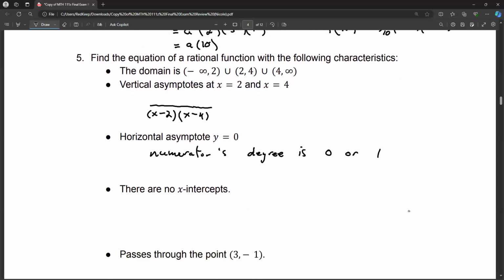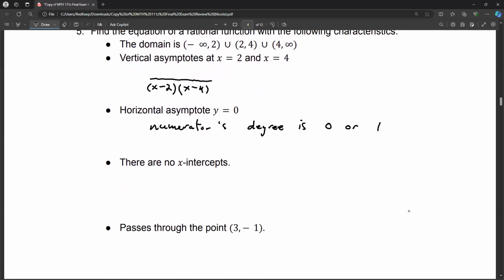Okay, moving on. It says there are no x-intercepts. And since there's no x-intercepts, this implies that the numerator is constant. That is, there's no x variable in the top of our fraction, right? So let's see what that could look like.